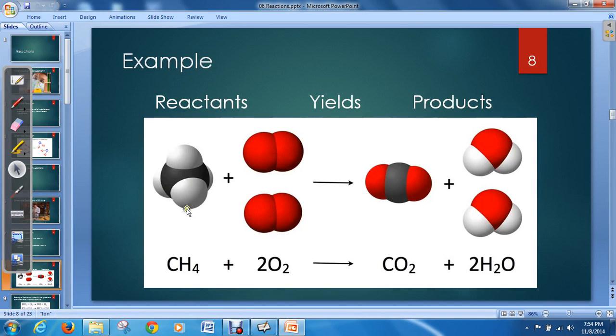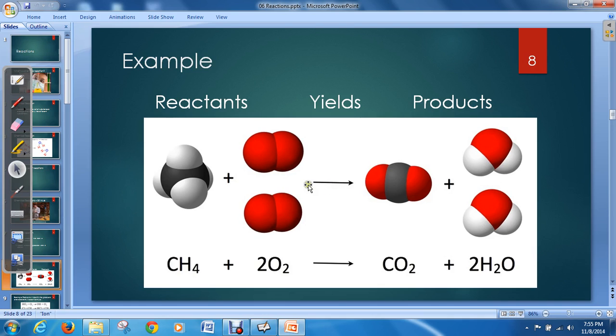Here's another example. We take some CH4, which is methane gas, we combine it with some O2, which is oxygen, and you end up with carbon dioxide and H2O, which is water. In this case, these two guys, the methane and the oxygen, are the reactants, and these two guys, the carbon dioxide and the water, are the products. These are the reactants on the left side, these guys are the products.